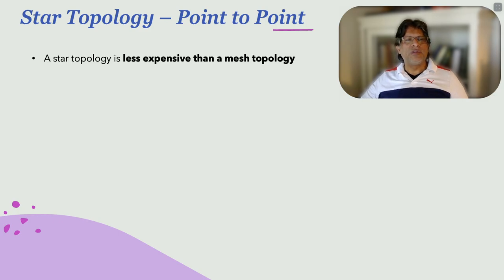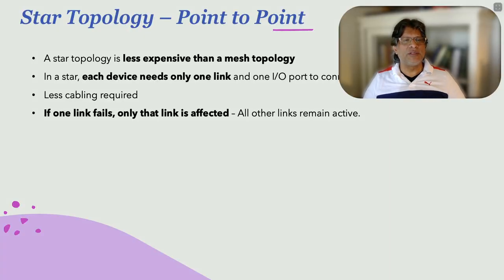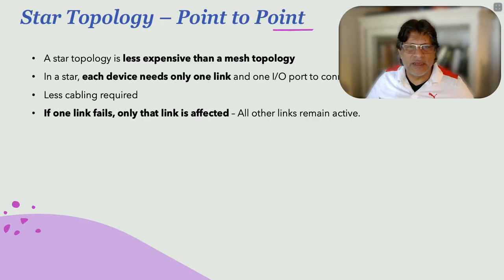A star topology is less expensive than a mesh topology. So looking at the advantages of what it has, right? It is less expensive than a mesh topology. In a star, each device needs only one link and one I/O port to connect it to the hub or the switch. So much less cabling is required. And if one link fails, only that link is affected. All other links remain active.